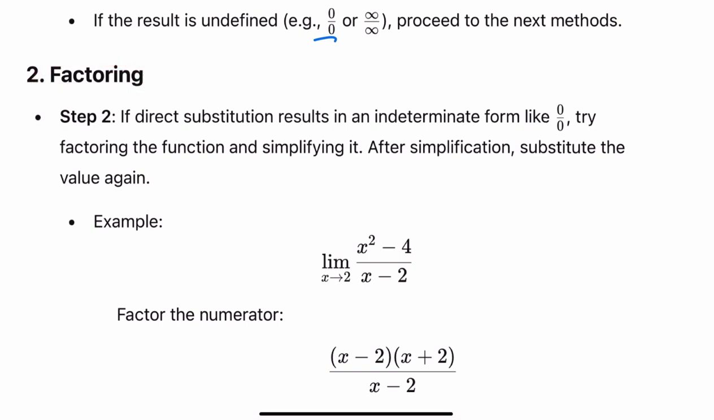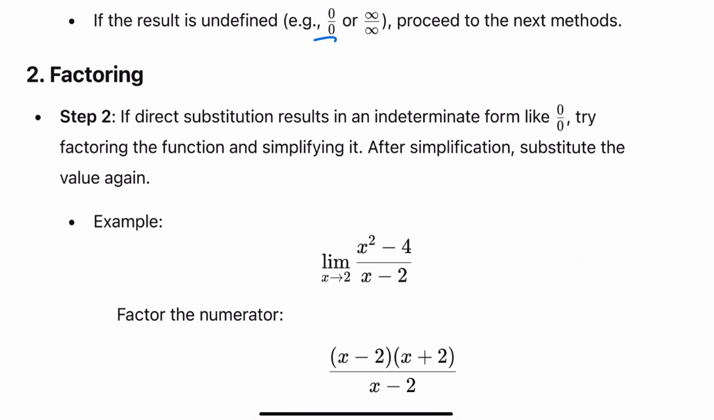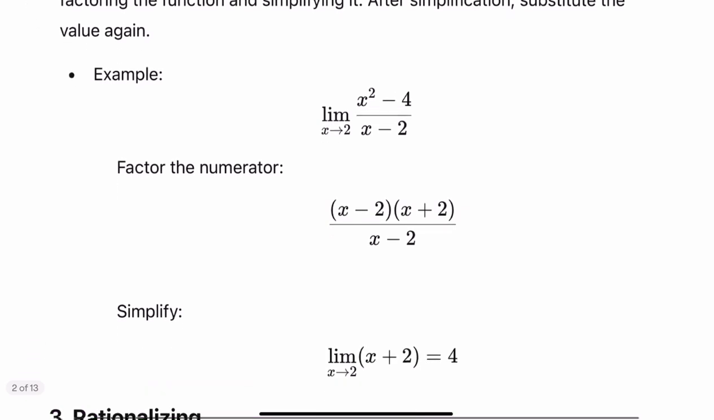And fair enough, we can see that this is x squared minus 2 squared over x minus 2, which is x minus 2 times x plus 2 over x minus 2, and we can simplify by removing x minus 2 because we have it at the top and the bottom. From there we can calculate the limit of just x plus 2, and then you can substitute 2, which gives us the limit as 4.